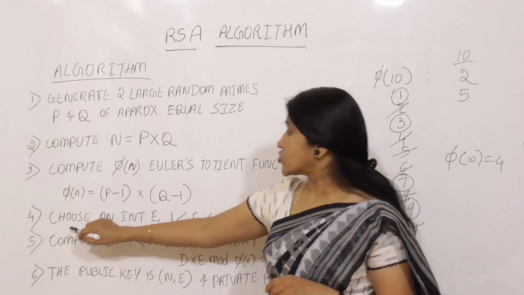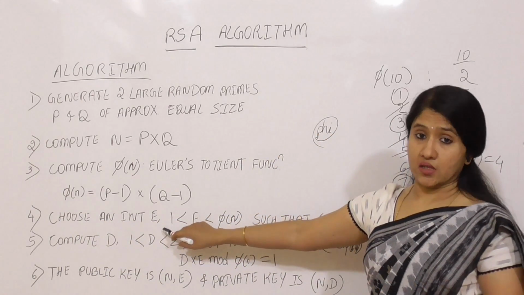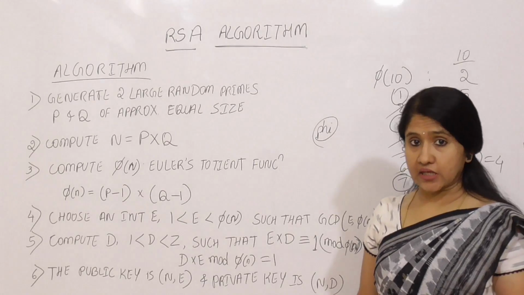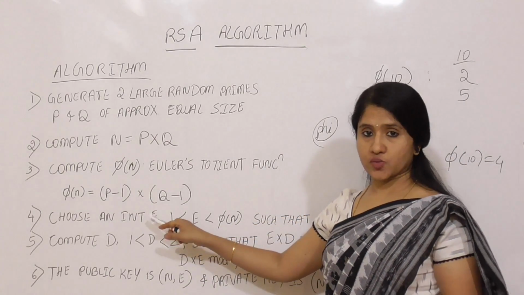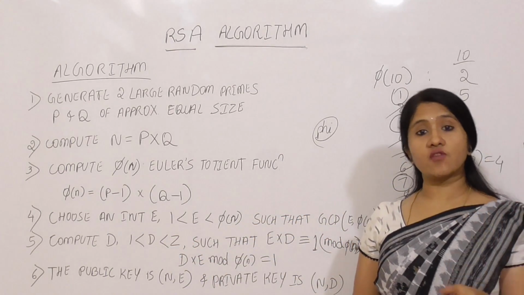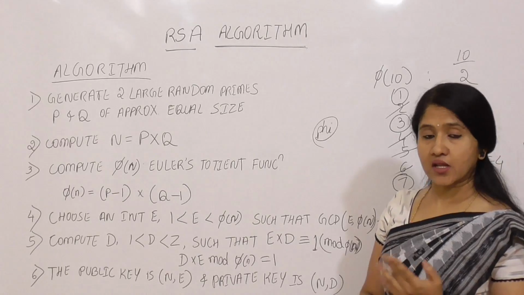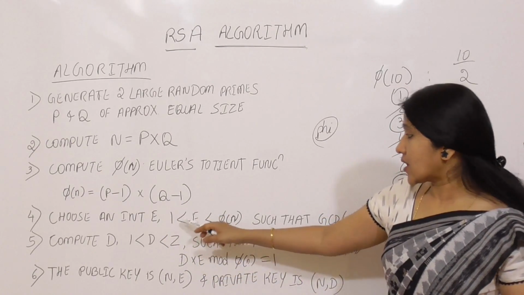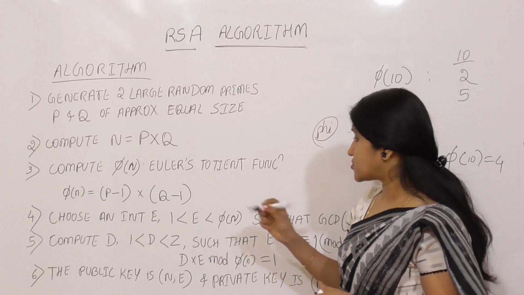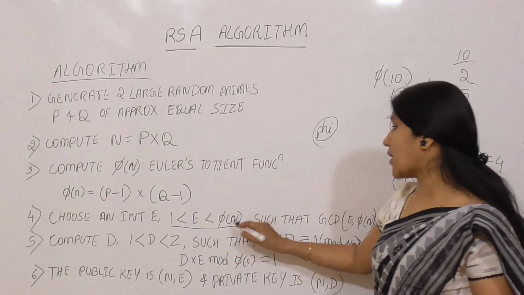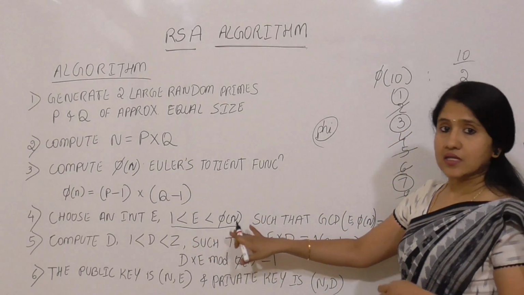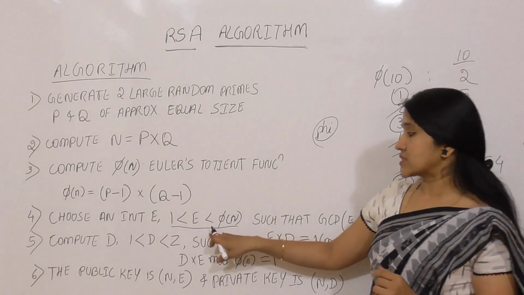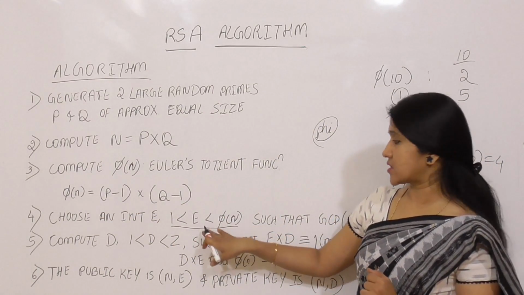Fourth step, choose an integer E. That is my encryption key, the public key, right? For encryption, that's why the name E. E means the key for encrypting the data, which is nothing but the public key. So E should be such that it is greater than 1 and less than phi of n. Where is phi? You have calculated it here. So it should be greater than 1 and less than phi.